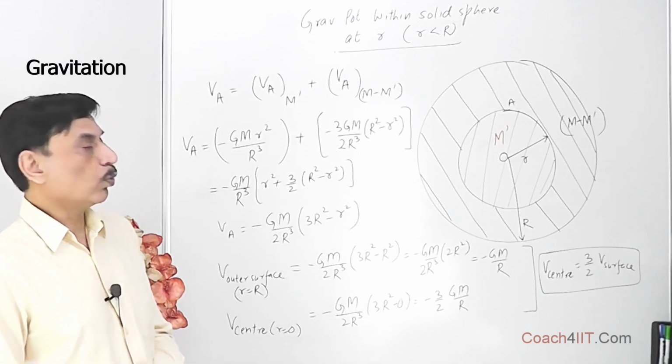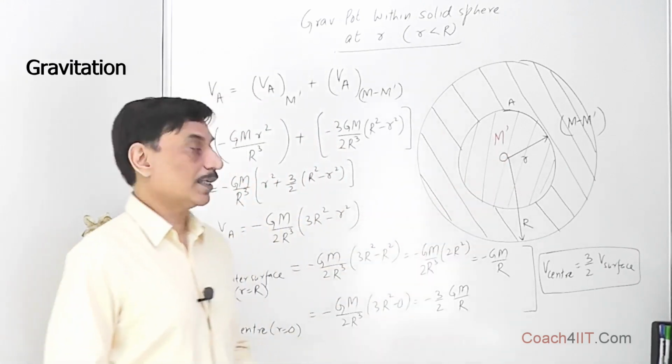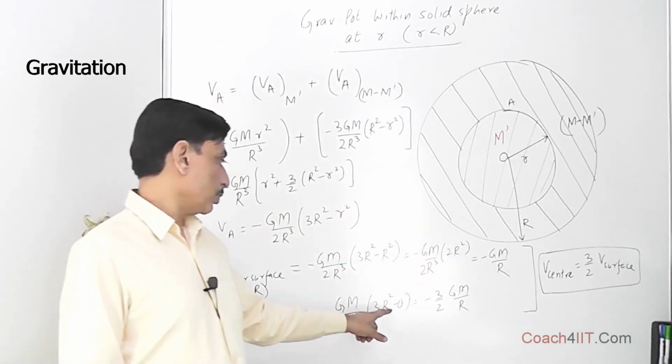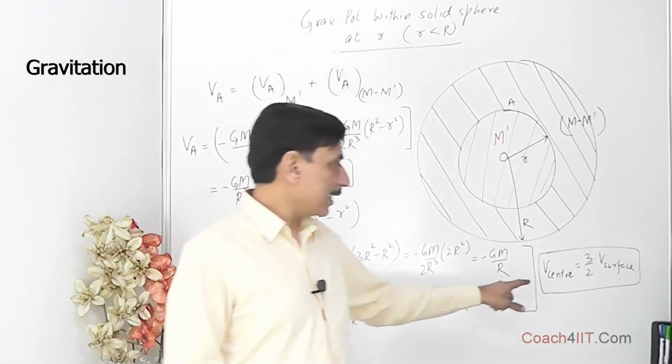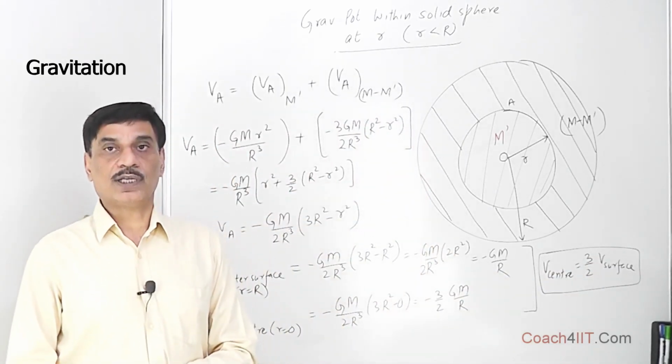And if we are to find the gravitational potential at the center of this solid sphere, then we put small r equal to 0. When we put small r equal to 0, this comes out to be minus 3 by 2 GM upon R. That is, V at the center comes out to be 3 by 2 of the gravitational potential at the surface.